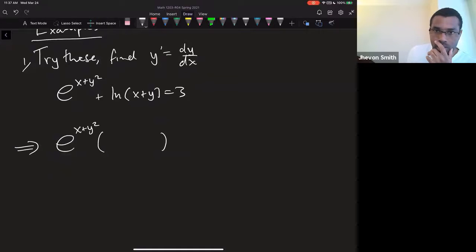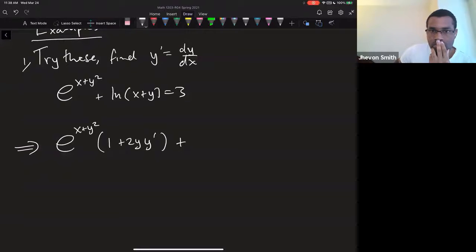So it's 1 plus 2y y prime. Right. So you differentiate the x, you get 1. Differentiate the y squared, you get 2y y prime, because you differentiate a y term, you have to multiply by the prime. Right, so that's the derivative. Remember, the derivative of e to something is the derivative of the power times the original function. Okay, plus, all right, how do we differentiate the ln of x plus y?